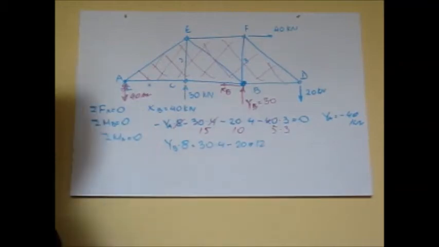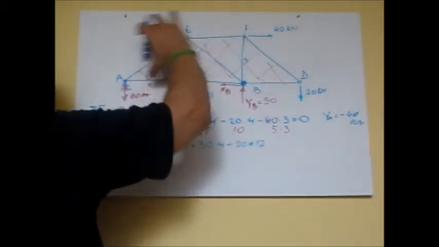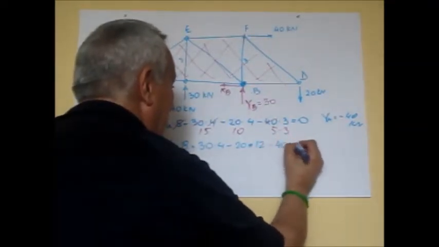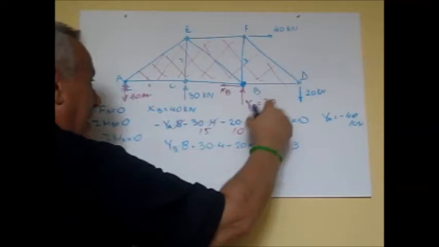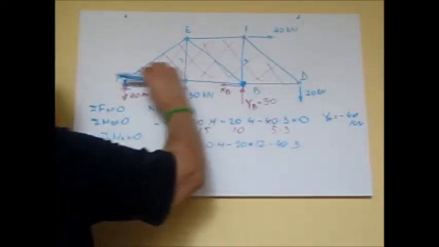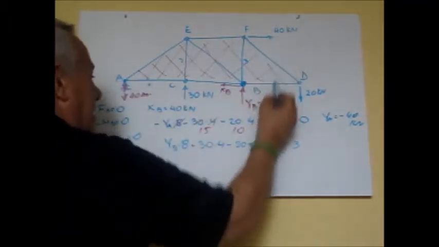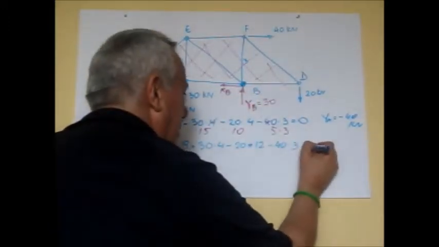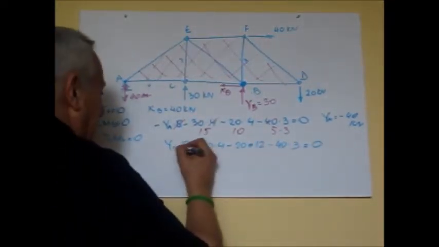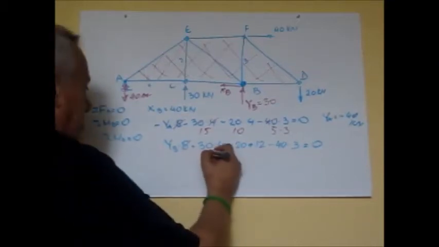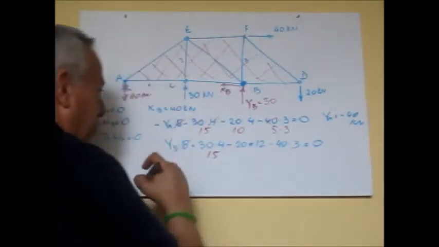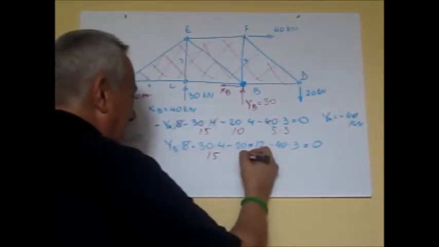And the force 40, the distance is the same, 3. Minus 40, the distance is the same, you see, 3. Because remember, we said, if the force is parallel with the segment, the moment is always the same. The distance is always the same. This has to be equal to 0. So now I can simplify again. 8 divided by 8 is 0. This is going to be 15. And this is 12 divided by 4 is 3. So this is 30.